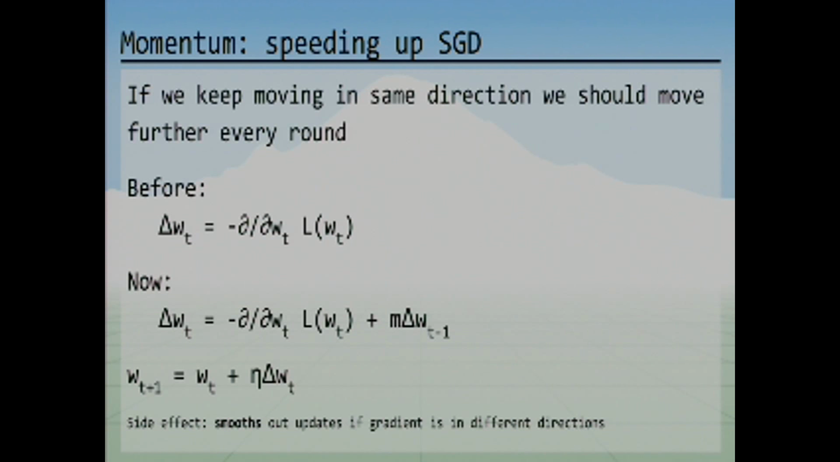So we've just added in a little bit more of the weight update that we made at the previous time. This will have the effect of speeding up gradient descent if we keep moving in the same direction. A cool side effect is that this also smooths out updates if we have gradients in a bunch of different directions.